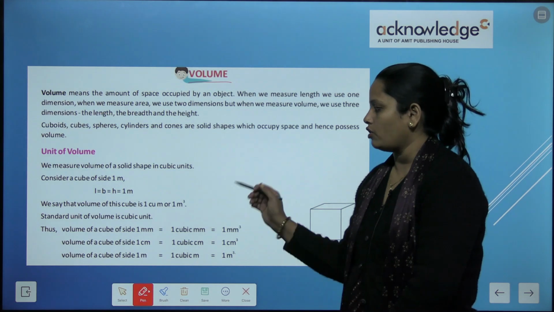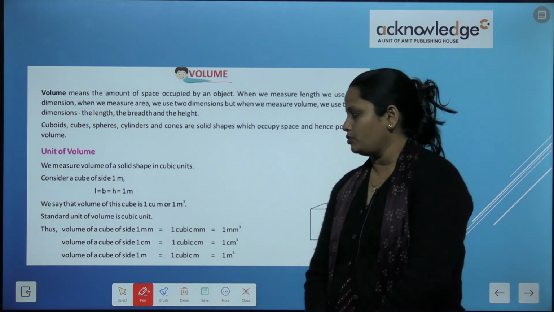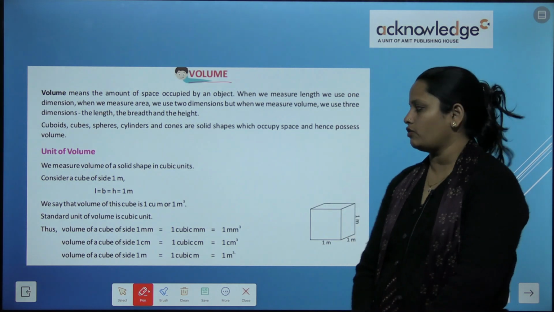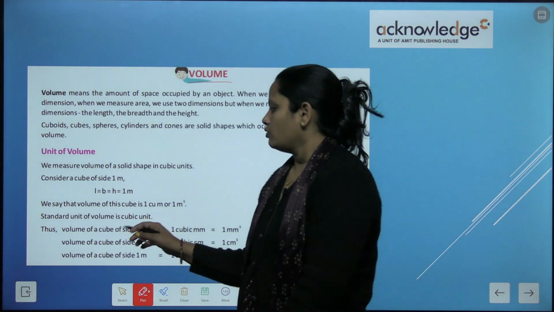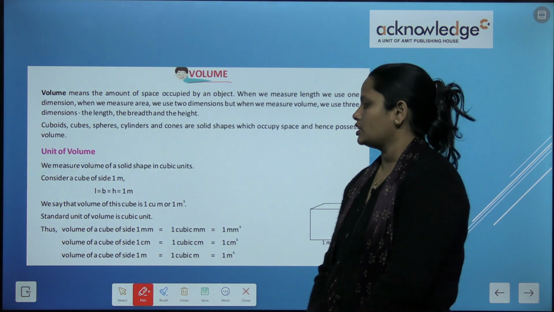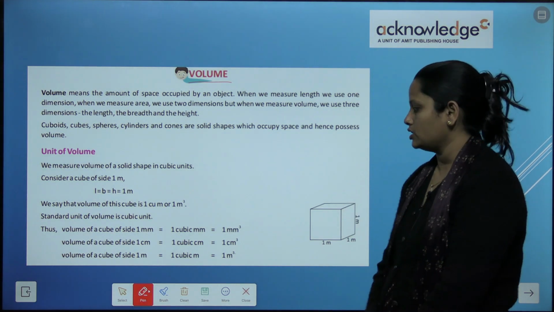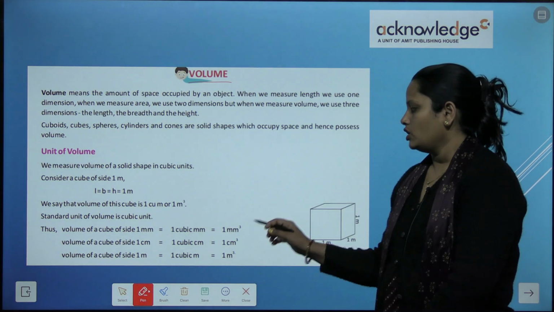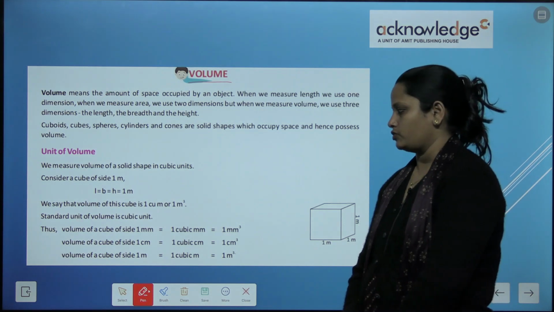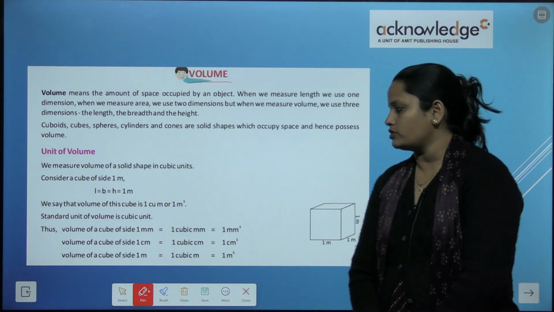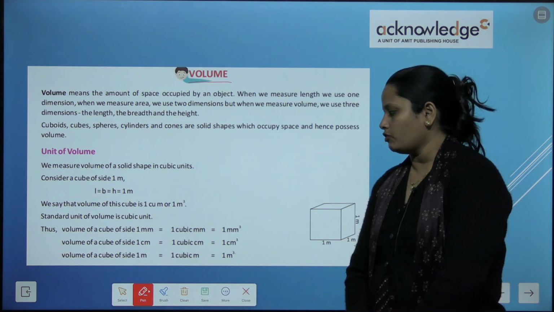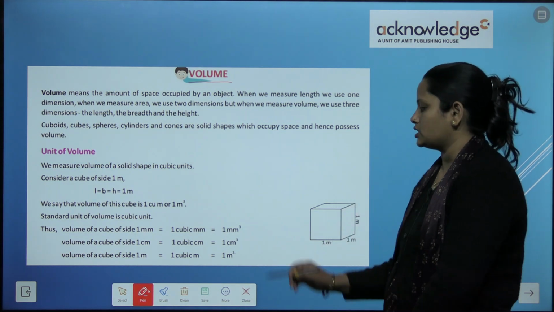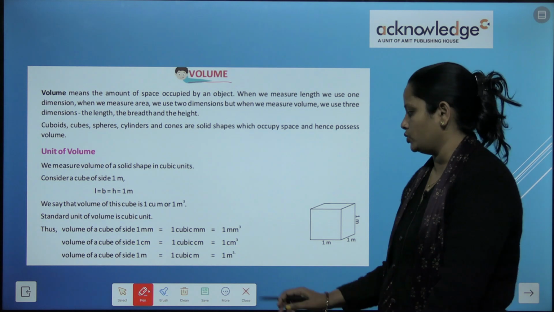Standard unit of volume is cubic units. जो standard unit है volume का वो क्या है? Cubic unit. Thus, volume of a cube of side 1 millimeter is equal to 1 millimeter cube. Now, volume of a cube of side 1 centimeter is 1 centimeter cube. And volume of a cube of side 1 meter is 1 meter cube.